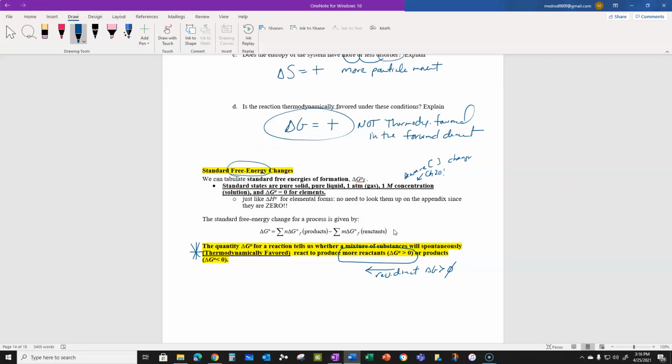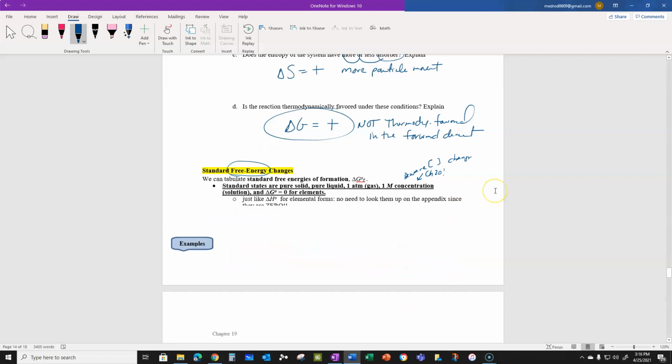Or is it thermodynamically favored when it produces more products? And that delta G should be negative, and that means that it's favored in the forward direction. That delta G will be negative. Okay? So let's try one of these, products minus reactants.